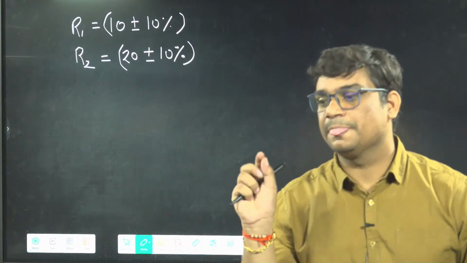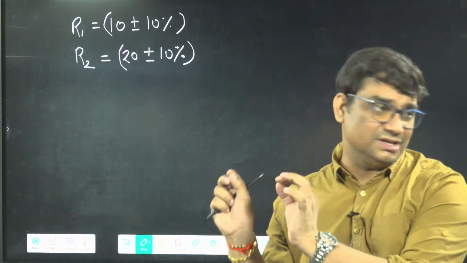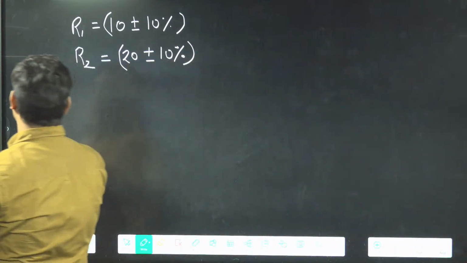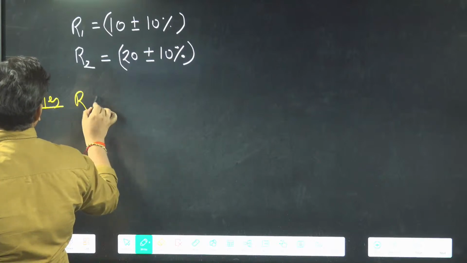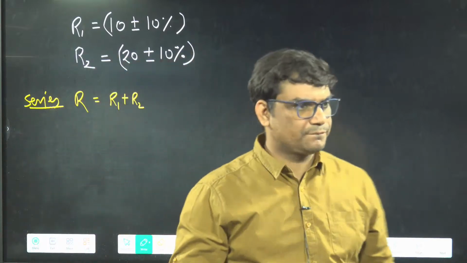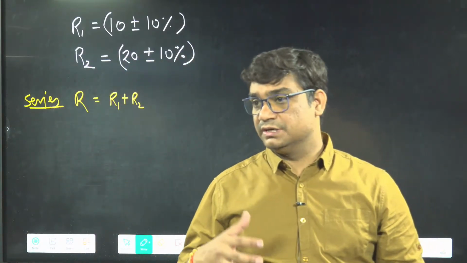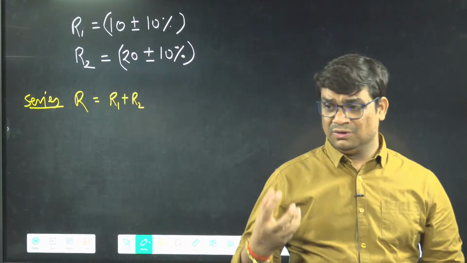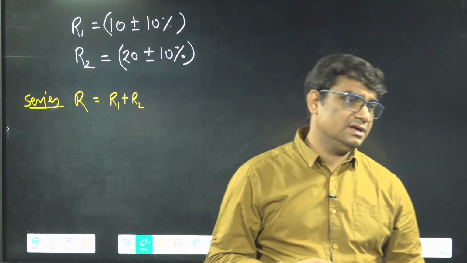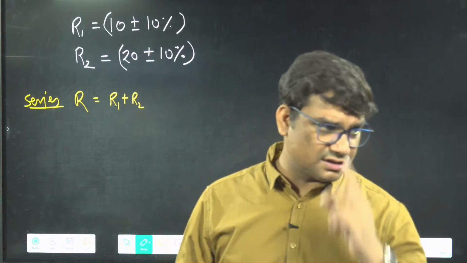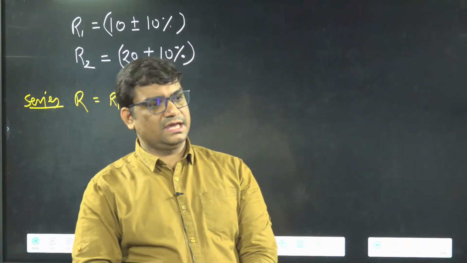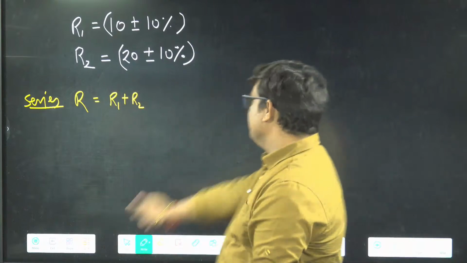They are joined in series, so the connection is a series connection, and everyone knows that in series R will be R1 plus R2. You need to find the tolerance. Question finished. Now tell the answer. The tolerance in the resultant means basically the error in the equivalent. Someone has given the answer 10%. What are others saying? Everyone is saying 10%.